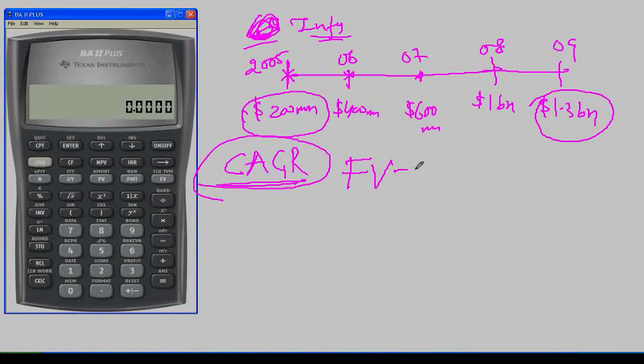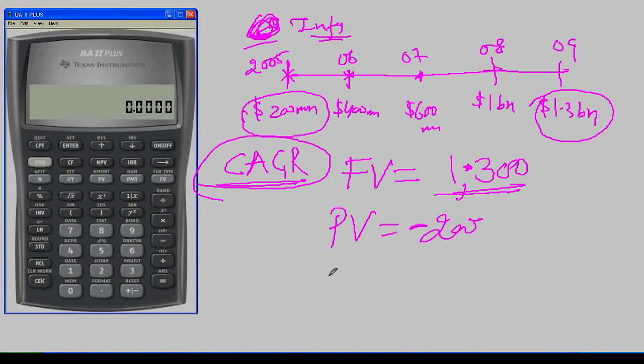So what will my future value be? 1.3 billion, or 1300 million. Your present value will be 200 million. Please note that you have to take both with opposite signs. And what will be n? This is all about n. 2005, 1, 2, 3, 4, 5. Can I say n will be 5? If I say n is 5, will it be correct?